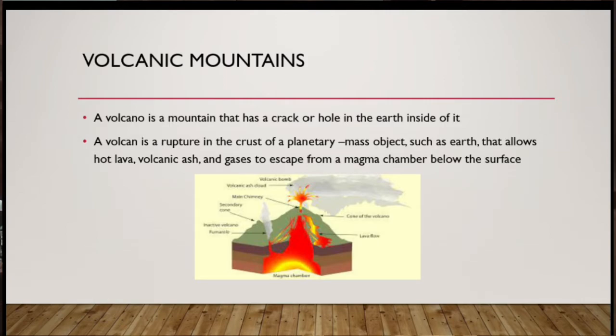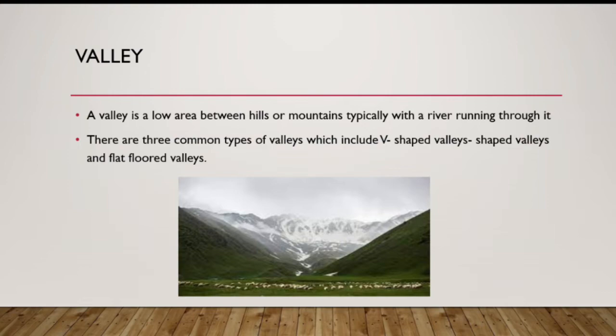Now we are going to talk about valleys. A valley is a low area between hills or mountains, typically with a river running through it. And also there are three common types of valley, which include V-shaped valley, U-shaped valley, and flat floored valleys. And here we have an example of a valley, as you can see out there, and you can see the stream of water in between the two valleys.